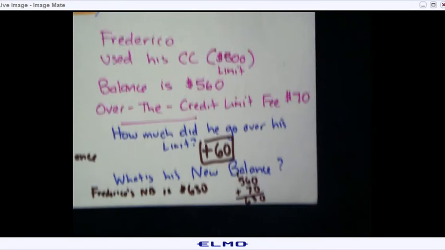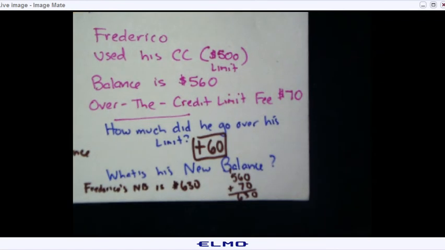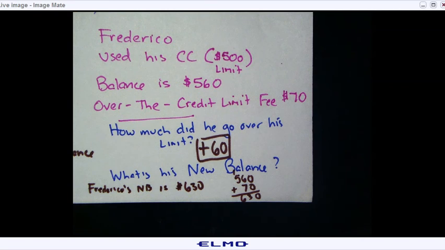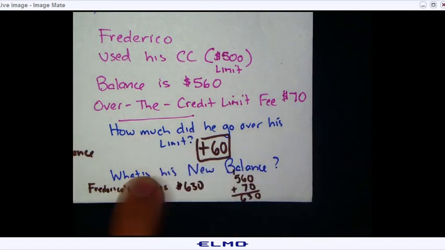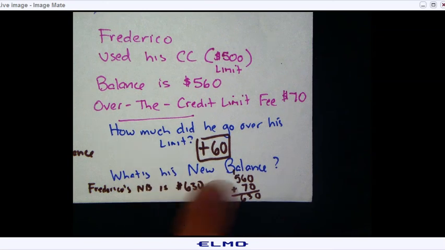And there you can see it. Frederico's new balance is $630. All right, so that's pretty easy. I won't do the other one, because once again, how much did he go over his limit? $60. What's his new balance? And you just have to add them.